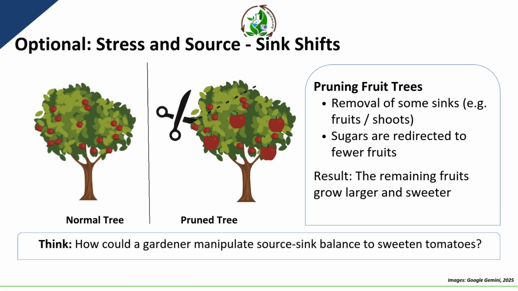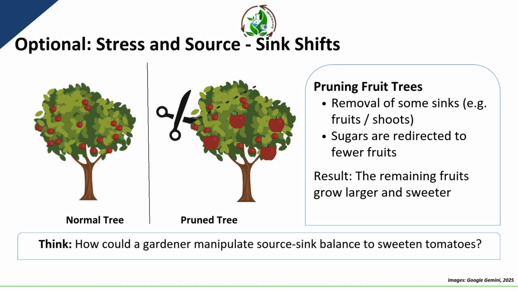Source-sink dynamics aren't only affected by stress. They can also be actively managed by gardeners or farmers. For example, when you prune fruit trees, you're removing some sinks, like extra fruits or shoots. With fewer sinks competing for sugars, the plant redirects its energy to the remaining fruits. The result? The remaining fruits grow larger and sweeter.